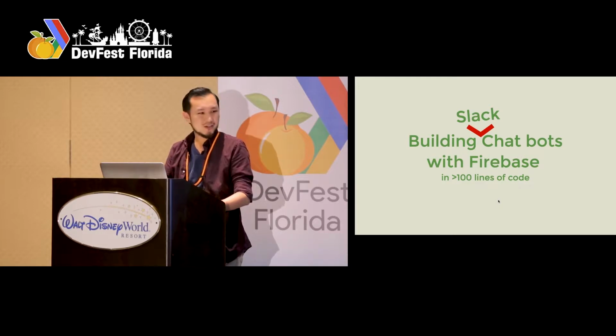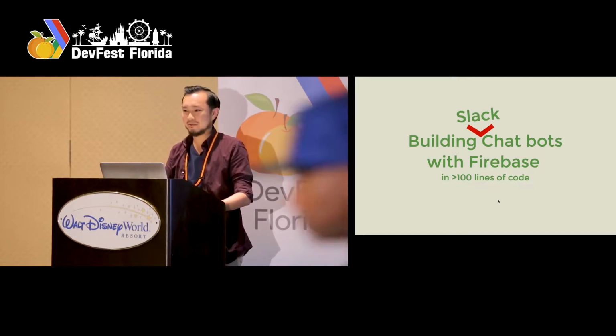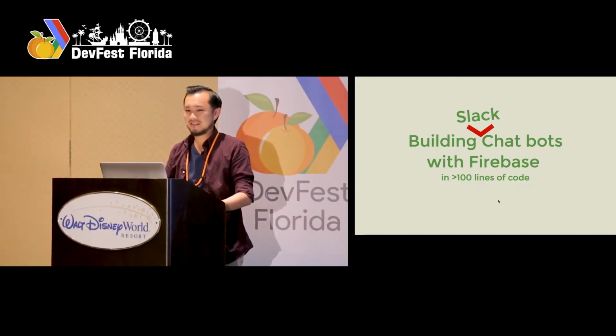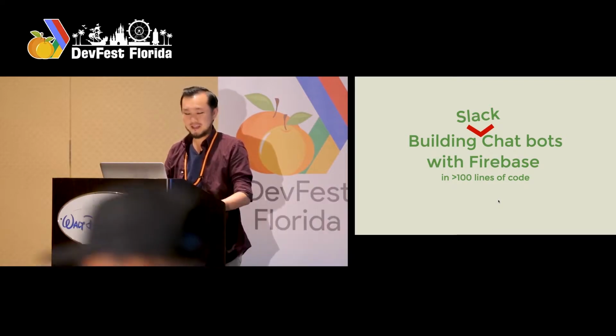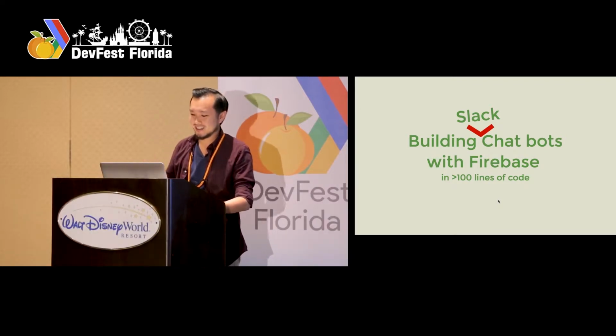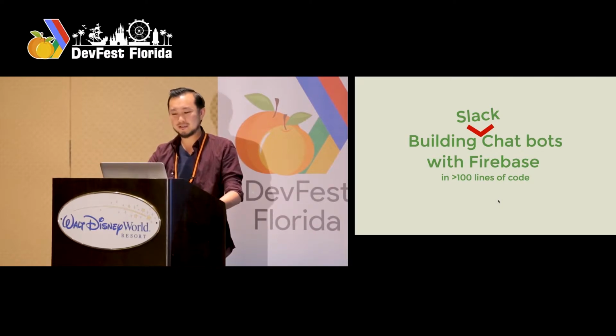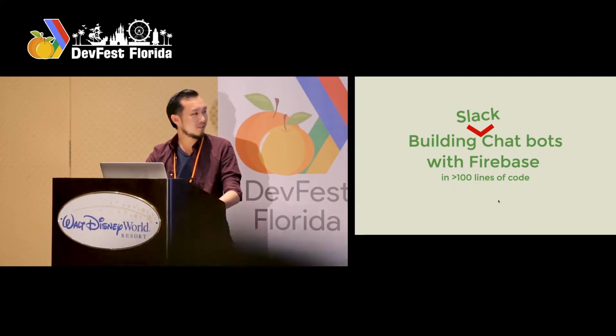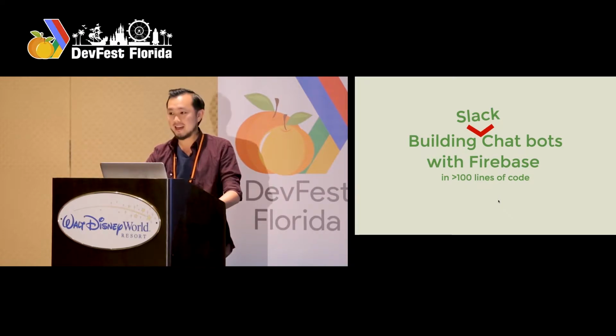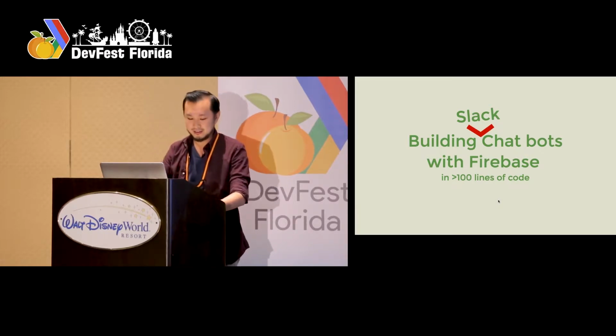And who here uses Slack? Raise your hand for me. About half the room. You're in the right place because this is my revised title screen, building Slack chatbots with Firebase in less than 100 lines of code. One of the things I want to highlight is that it doesn't take a lot of code to get going, and Firebase really makes it easy and does a lot of the heavy lifting for you. But we'll get into that later.